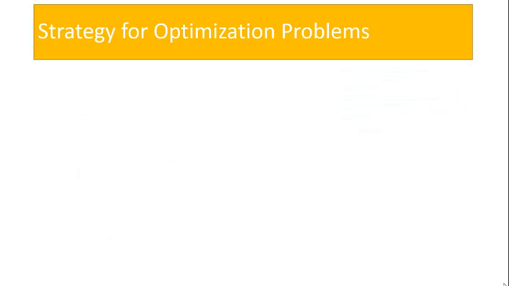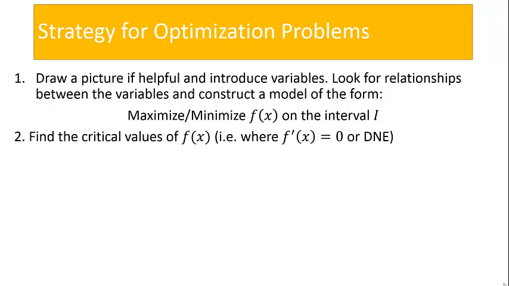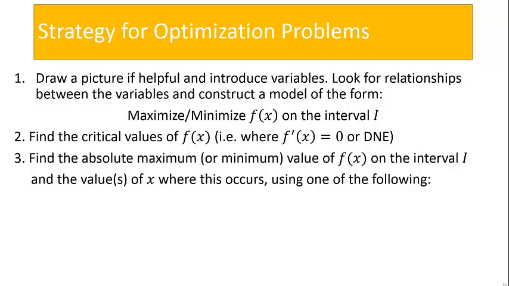Here is our strategy for attacking optimization problems. First, draw a picture if helpful and introduce variables. Look for relationships between the variables and construct a model of the form maximize or minimize some function f on some interval I. Find the critical values of f, meaning find where the first derivative is equal to 0 or does not exist. Find the absolute maximum or minimum values of f on the interval I and the values of x where this occurs using one of the following methods.